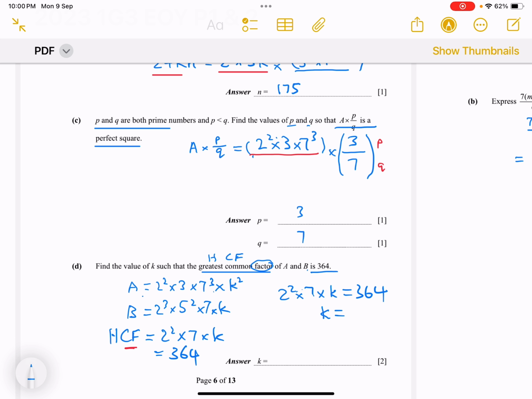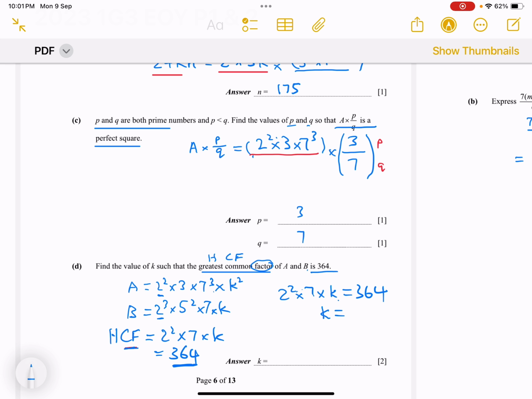So here I have written out the factors of A and the factors of B. For the HCF, we pick the lower power, that is 2 squared. Then we look for common factors. 2 is common, 3 and 5 are not common, 7 is common. The lower power is 7, right? And then K is the common factor. That means 2 squared times 7 times K should equal 364. That's what they say: the HCF of A and B is 364.